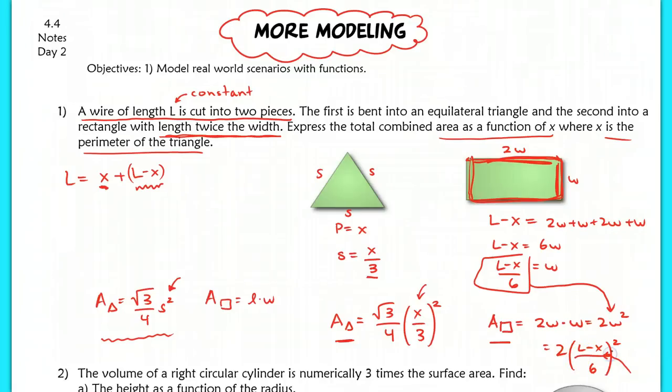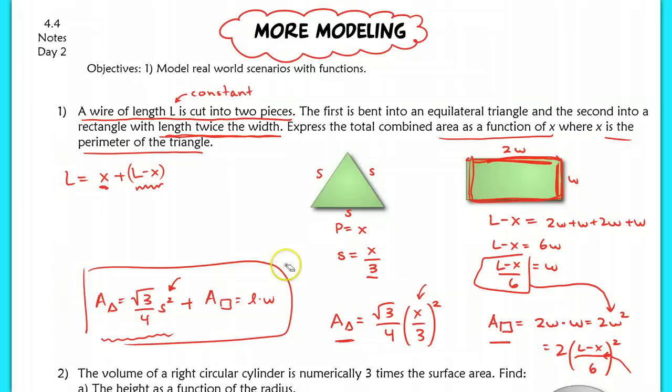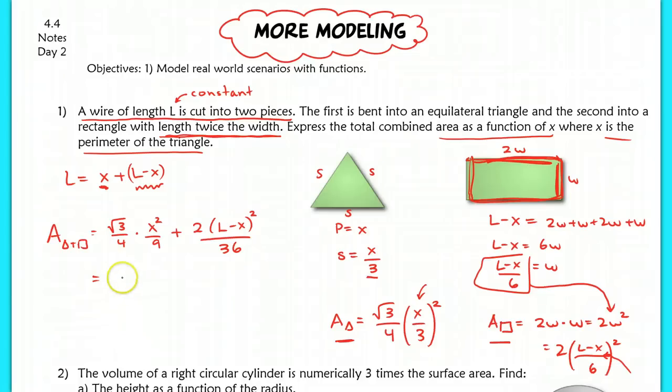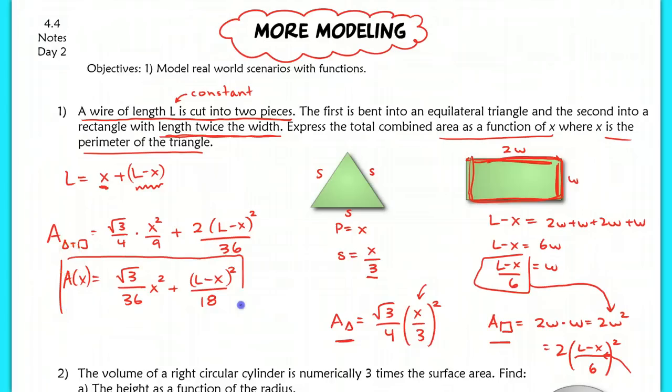Okay? So now I'm just going to put those together to express the entire area, right? If I want to combine both areas, I'm just going to add them together. So let me erase and put those together. The area of the combined triangle and rectangle is equal to root 3 over 4 times x squared over 9. I'm just simplifying. Plus 2 times (L minus x) squared divided by 36. Okay? Now I'm just going to simplify a little bit further, and I end up with root 3 over 36 x squared plus (L minus x) squared over 18. So this is the total area as a function of x.